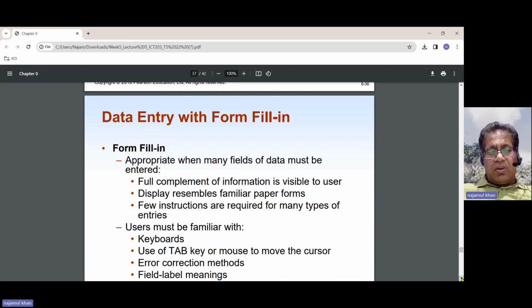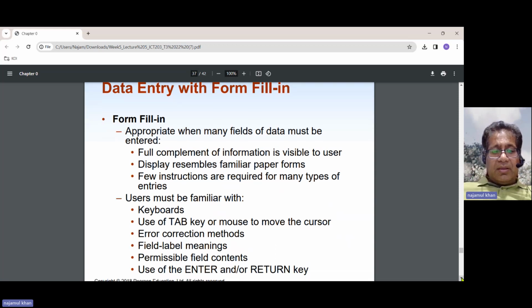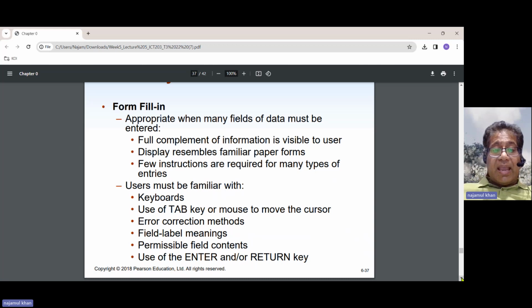It must be a full complement of information visible to the user. Displays should resemble familiar paper forms, so it should not be complex information. It should be as easy as it possibly can be. And users must be familiar with keyboards to fill up that information, and there must be easy error correction methods.